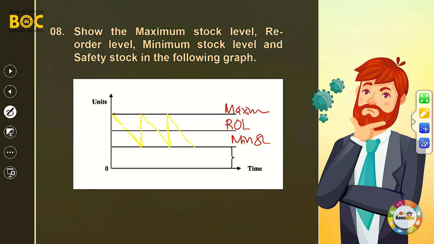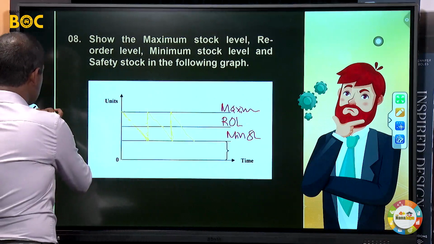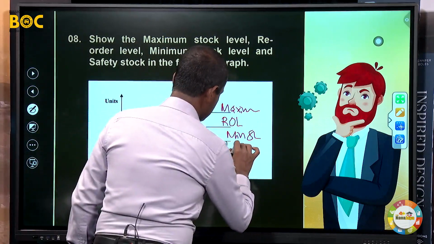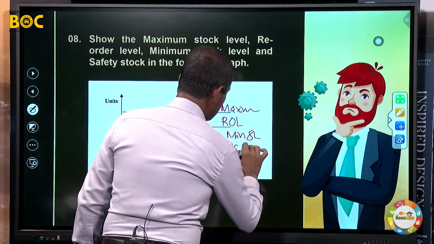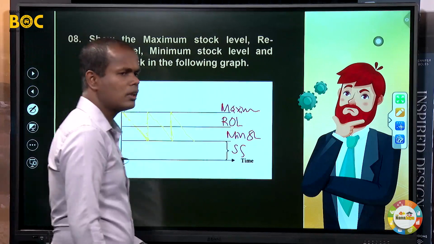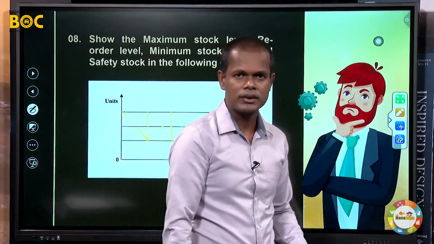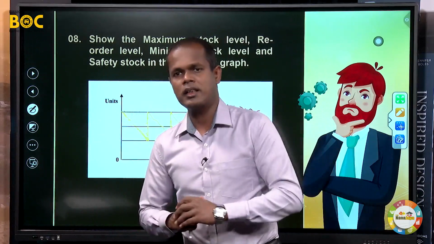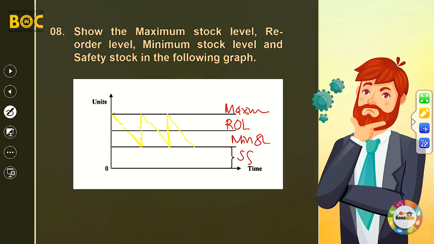After this gap we call buffer stock or safety stock. Why do we maintain a safety stock or a buffer stock? If there is an unexpected delay in receiving material, you can use this buffer stock or safety stock.